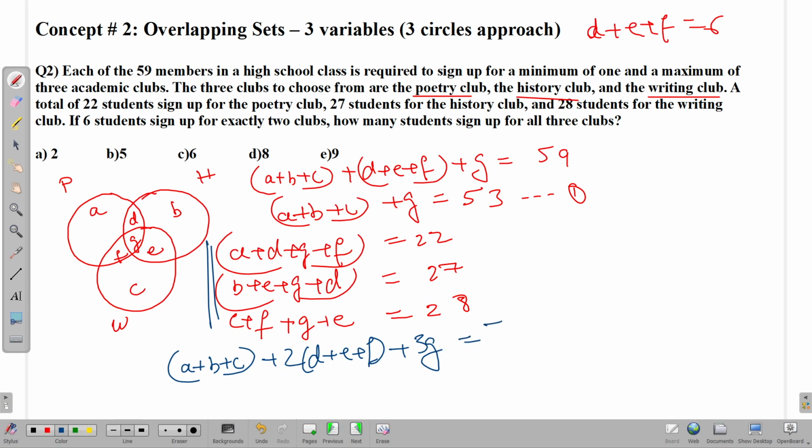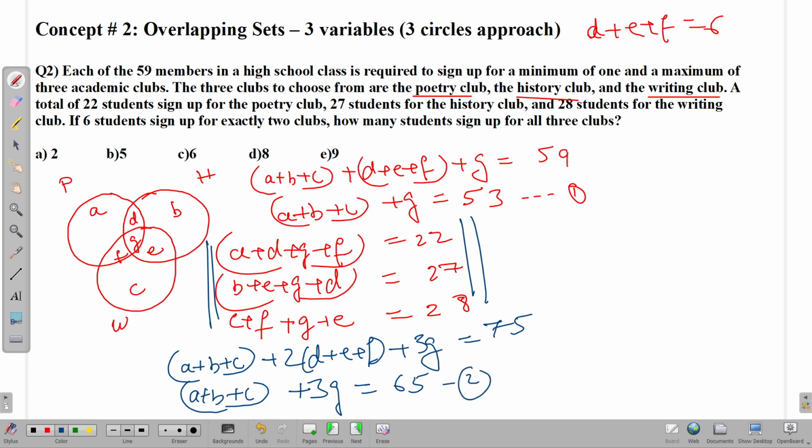So what do I have here? I have 77. Right? I'm adding these three here. Simplest way is 28 plus 22, that is 50, plus 27 is 77. Okay? Now D plus E plus F is 6, so 2 times D plus E plus F is 6 into 2, which is 12. So I can very simply say A plus B plus C plus 3G is equal to 65. I am subtracting 2 times D plus E plus F from both sides. So let me call this my equation 2. I have not named the equations, but you have understood it.